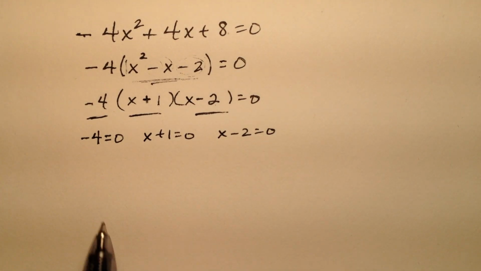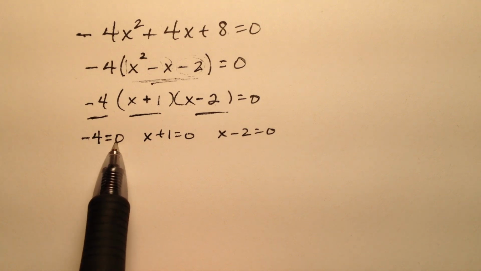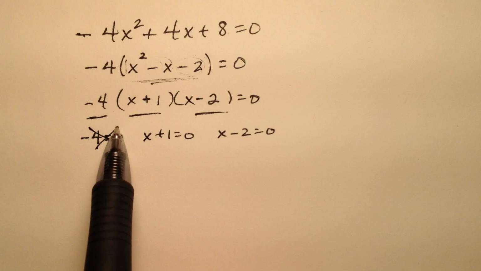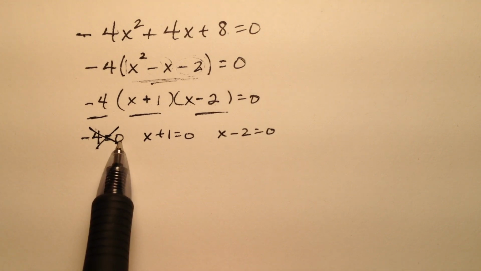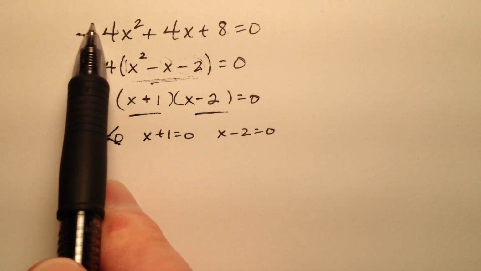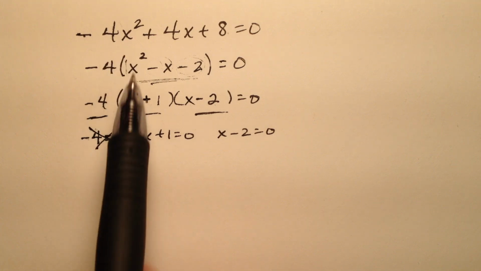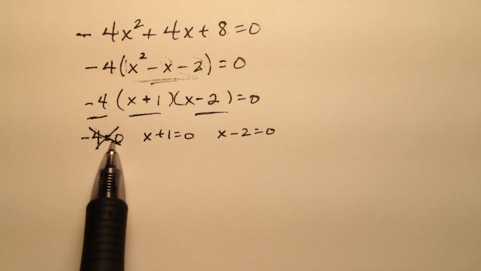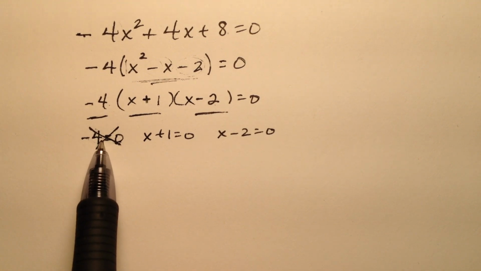Something interesting worth noting is that negative 4 equals 0 is a false statement. There is no variable here, and it will not yield any solutions. So if a greatest common factor is simply a number, then you can ignore it. But if the greatest common factor is going to include a variable, then you will have to include it, and it will end up being 0. And we'll take a look at that in another example.